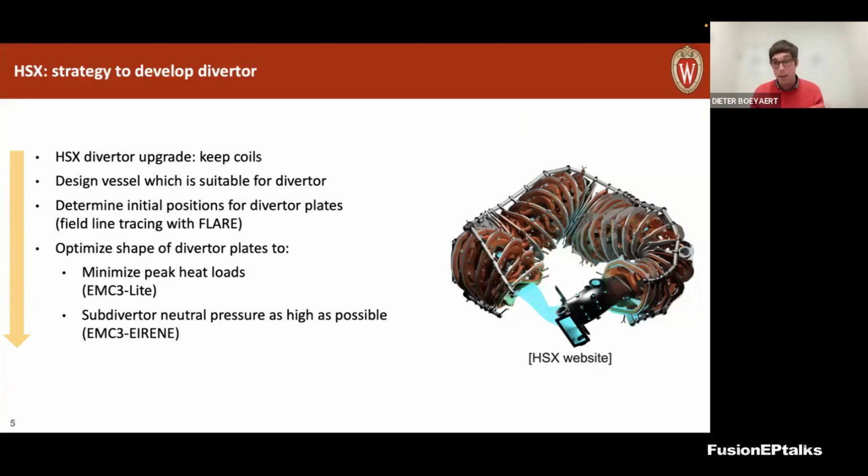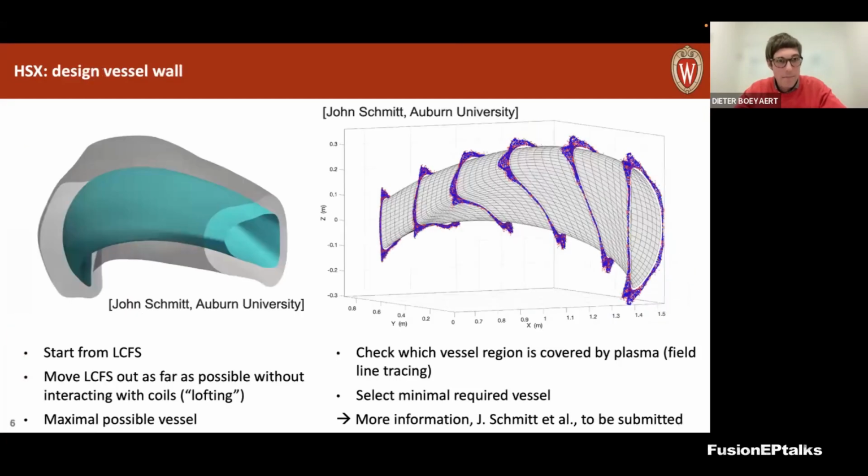Once we have defined these initial locations, then we can see how we can optimize it. And the two optimization criteria which we aim for at the end of our project are to minimize the peak heat loads, and also to maximize the sub-divertor neutral pressure. So those are the final end goals, but so far we are not there yet. The first task is to design a vessel wall for HSX. How will we start for that?